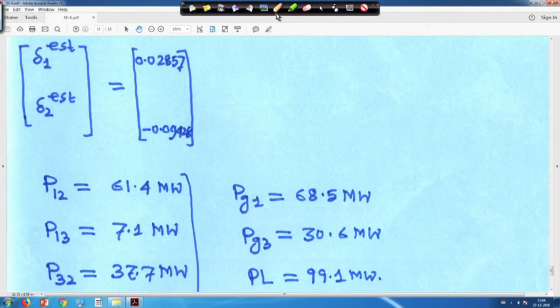Okay, so in the previous lecture we saw the power flow from line 1 to 2, which came to 61.4 megawatt, P13 of 7.1 megawatt and P32 of 37.7 megawatt, along with Pg1, Pg2, Pg3 and the total load. This is the estimated delta 1 and this is the estimated delta 2. So, next we will go to the next slide.